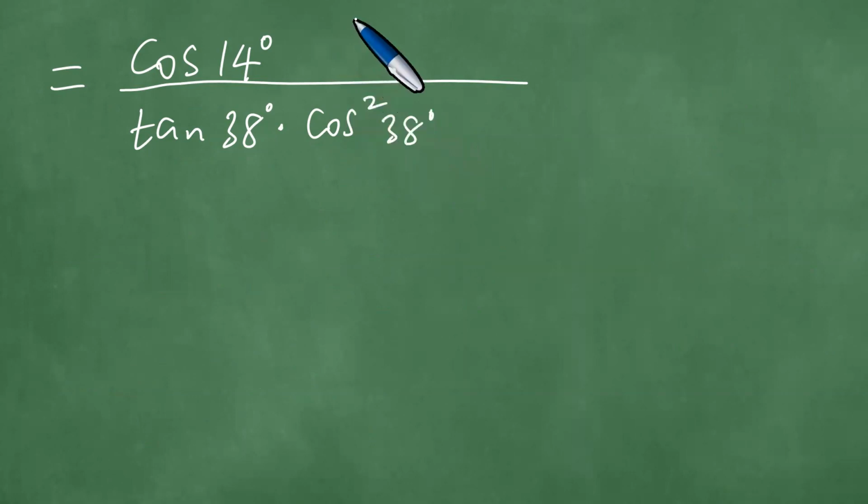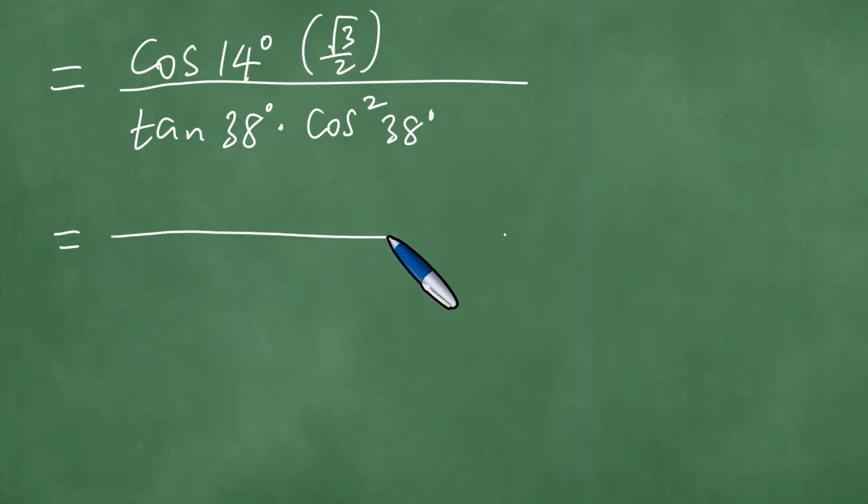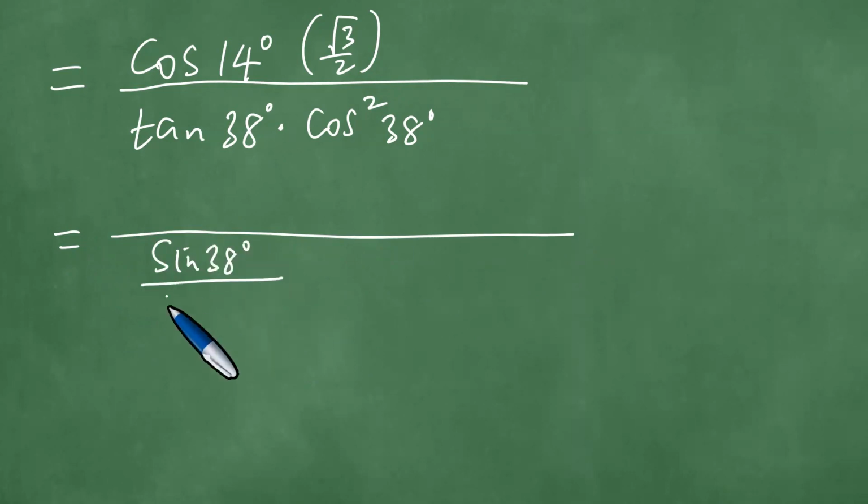38 degrees, and here we have the square root of 3 over 2. Okay, now let's look at what we get here. At this point in the denominator, the tangent is the sine of 38 using the quotient identity over cosine 38 degrees. And this is cosine squared 38 degrees.